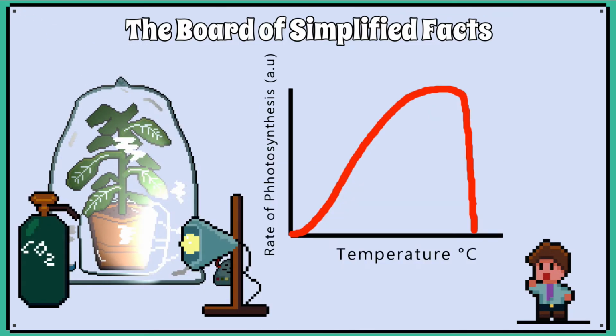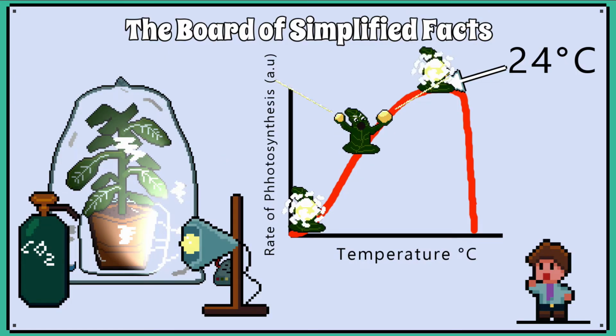Now that we have carbon dioxide levels and light intensity at optimum levels, we can now control the temperature. This will produce a graph that is very similar to an enzyme activity versus temperature graph. The temperature where the rate of photosynthesis is optimum in this case is 24 degrees Celsius for this specific plant species. We can say that at the peak, the temperature is not the limiting rate of photosynthesis, but another factor might be.